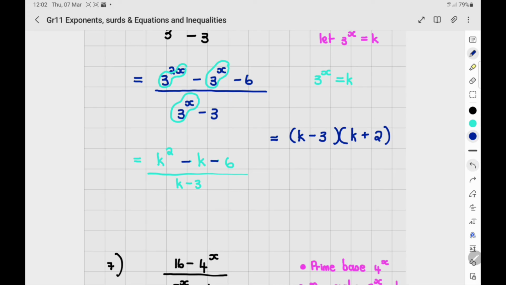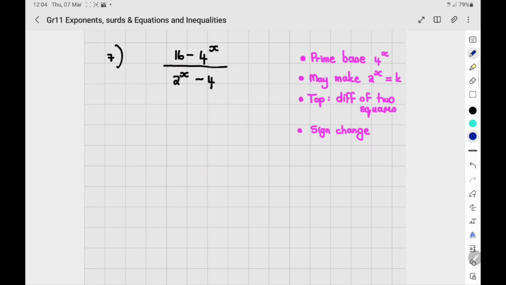All right, that goes over k minus 3, and I'm so glad you can bundle that together if you want. That cancels out, so I'm left with k plus 2, and then I'm going to replace the k back with 3 to the power x that I used in the beginning to represent 3 to the power x with. All right, so there is your answer.